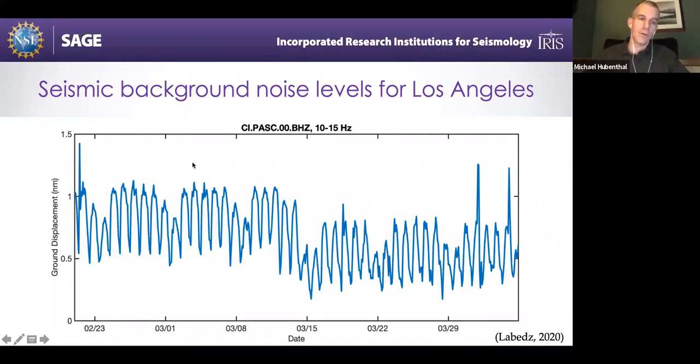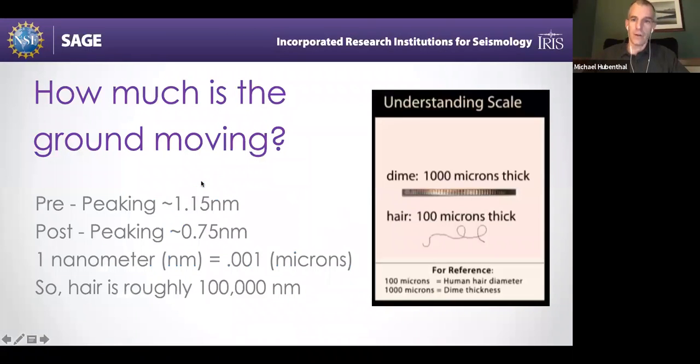And so ground displacement in nanometers, we need to put that in context for people because this is a unit that people probably aren't used to thinking about. So seismometers are super sensitive instruments. When we're looking at this, we're saying, how much is the ground moving? Well, if you look before 3/15 in that plot, we were seeing peaks at approximately 1.15 nanometers, and post we're seeing about 0.75 nanometers. To give us a sense of scale, 1 nanometer is 1/1000th of a micron.